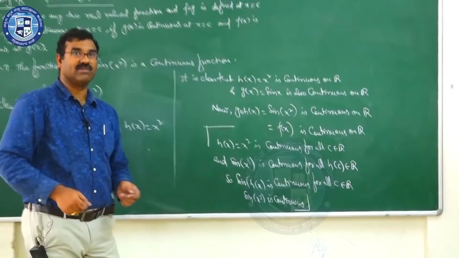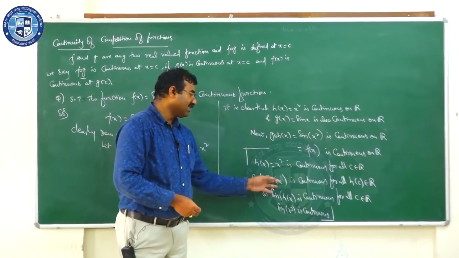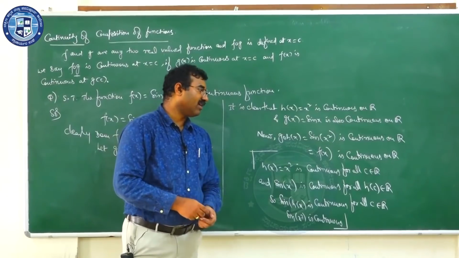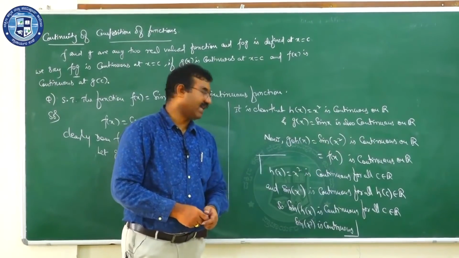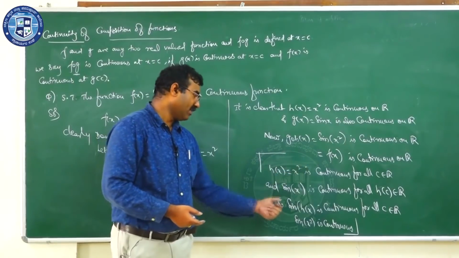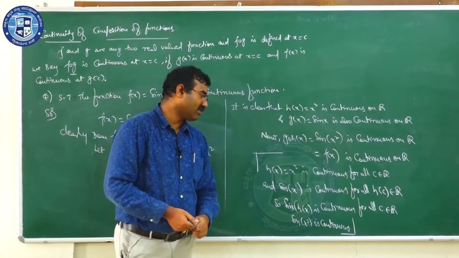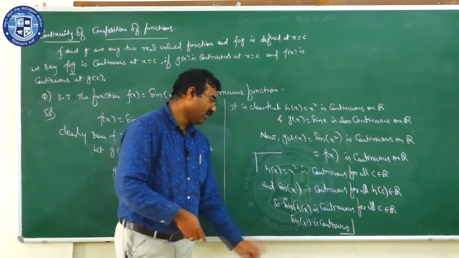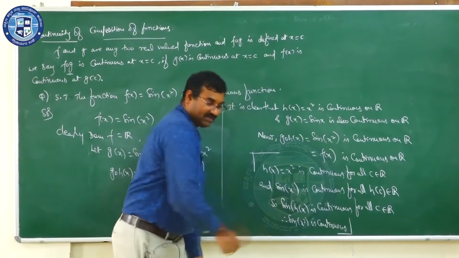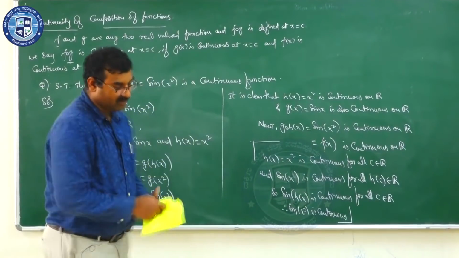Okay, h of x is equal to x square is continuous for all c belongs to R, and sin x is continuous for all h of c, which also belongs to R. h of c means c square, and so sin h of x is continuous for all c belongs to R. Therefore, sin x square is continuous. Right, we will discuss one more problem.